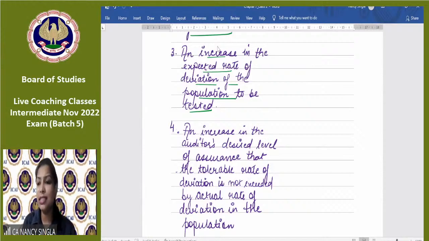So tell me, in this case, what will be the impact on the sample size? The auditor is checking the internal control and is of the view that the expected rate of deviation of the population to be tested is high. More deviation means it is risky, right? So to reduce that risk, what will you do? Yes, a larger sample size, which is absolutely correct. Meghna, Akash, Neil, Himanshu, Ban Reddy, Karthik, absolutely correct.